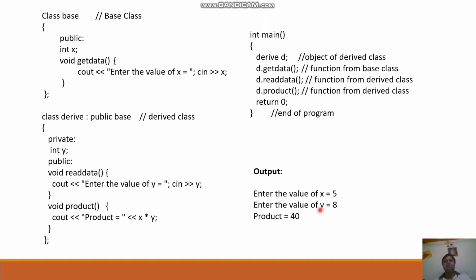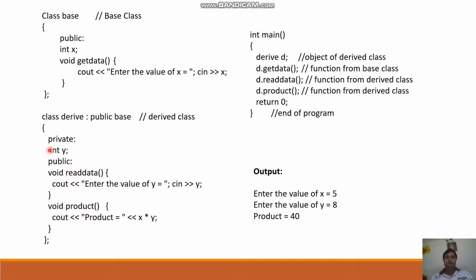Now let's see an example of single inheritance. Here in this example we have two classes. One class is the base class and the other class is the derived class. The base class consists of a data member x, that is integer x, and one function void getData, which is going to take a value for integer x. The next class, the derived class, is written as class derive colon public, where public is the access specifier and this is the name of your base class. Our base class name is base, so I am writing base here.